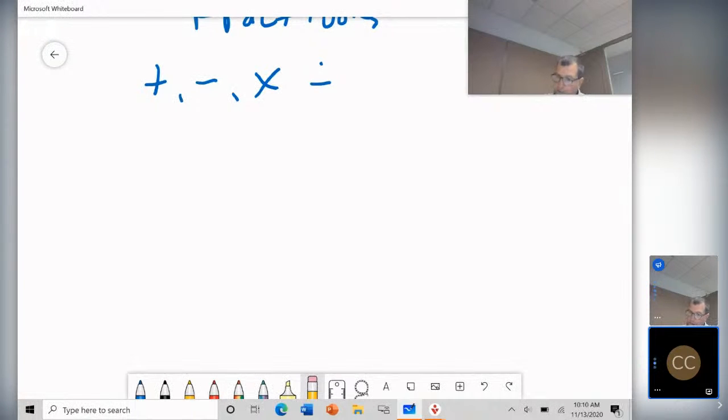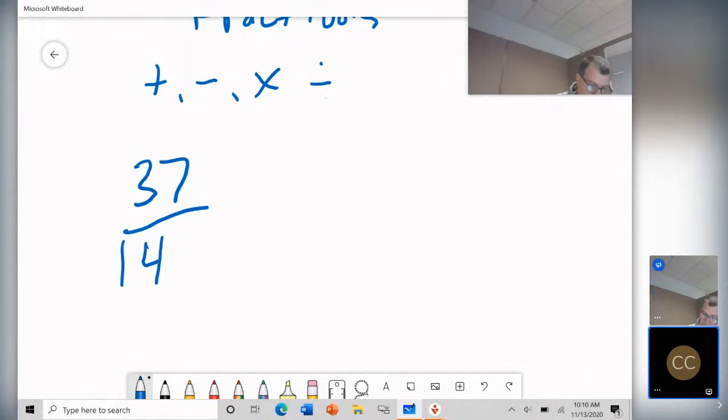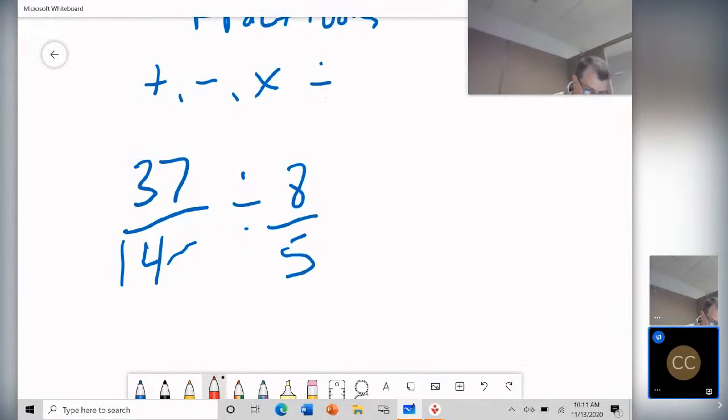Now let's do a division one here, and then we've covered all four of the operations. We'll do 37 over 14 divided by 8 over 5. Okay, so a couple things here. We're still going to do the cross. Let me do it in red so you see.